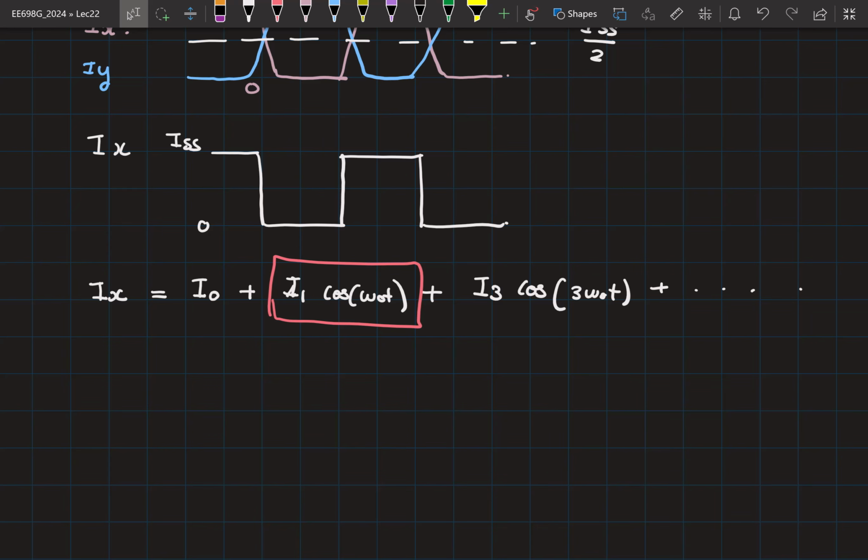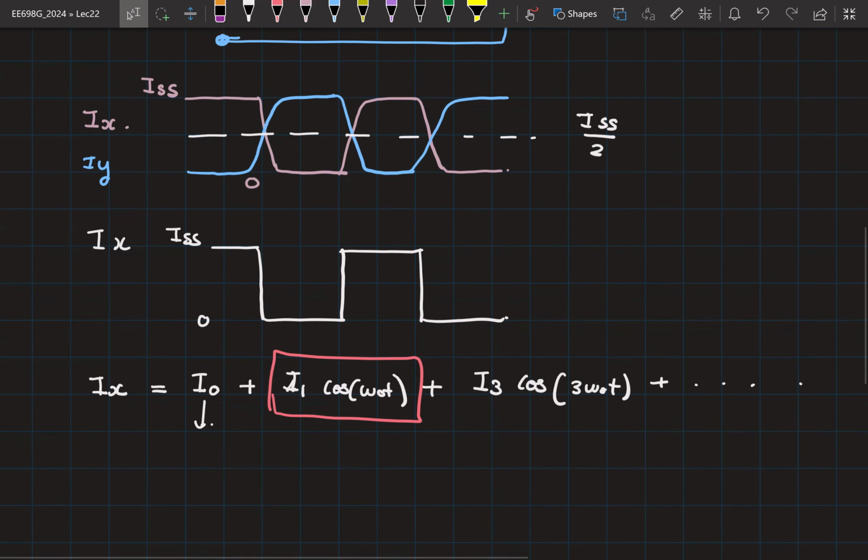Can you comment on what this I0 is? Right. I0 is the DC component or the average of the Ix waveform. So this is going to be ISS by 2. What is I1?